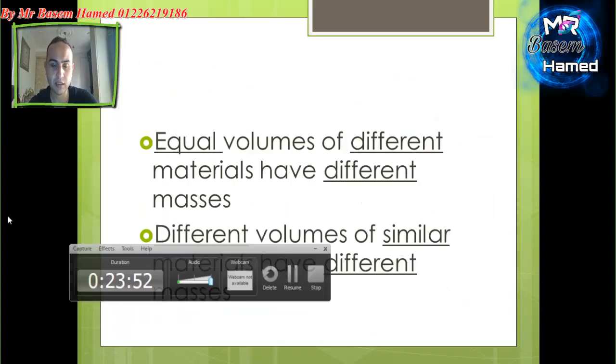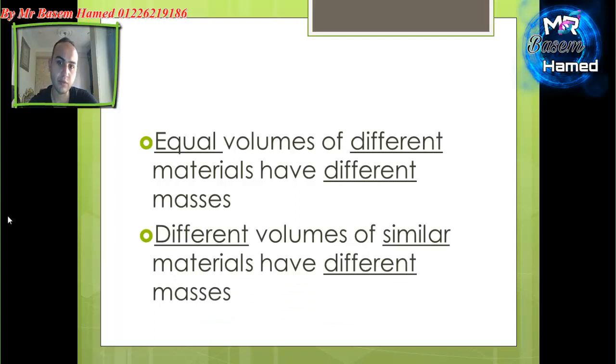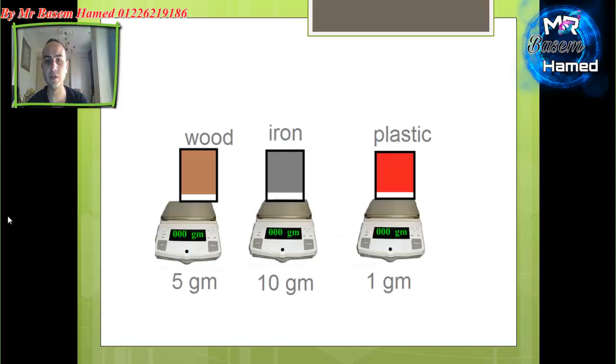Equal volumes of different materials have different masses. It's important. Equal volumes of different materials have different masses, and different volumes of similar materials have different masses. Let's explain that. Equal volumes, they have the same volume, of different materials: wood, iron, plastic. So equal volumes but of different materials have different masses, as the iron may be the heaviest one, the wood less, and the plastic the least one. So equal volumes of different materials have different masses.